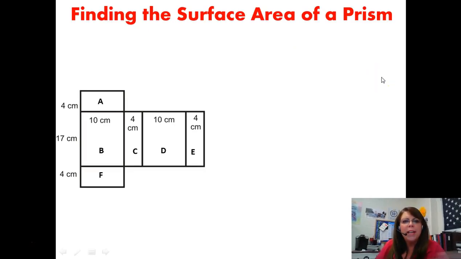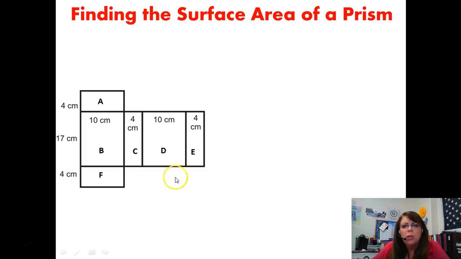Okay, so finding the surface area of a prism, you're going to have the same method for all prisms. Remember that a prism is a prism. You know this because all of the sides are rectangles or squares. Okay, a pyramid comes to a point and all of its sides are triangles. So we're looking at a prism here. Essentially, we're looking at a shape very similar to this one here. Instead of these side pieces being squares, they're rectangles. So it's a rectangular prism.